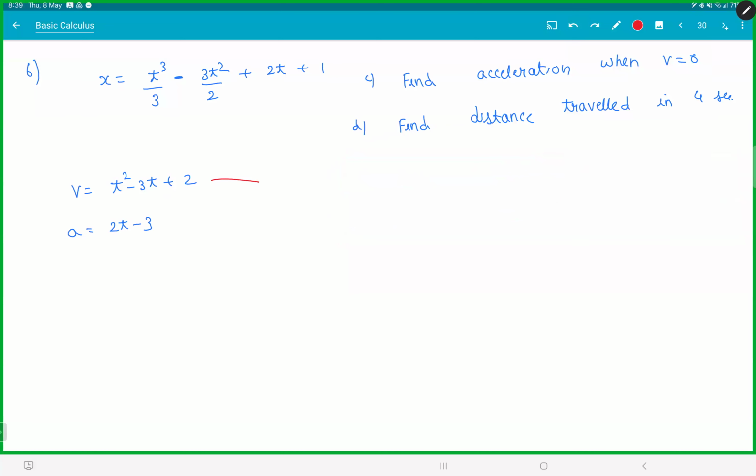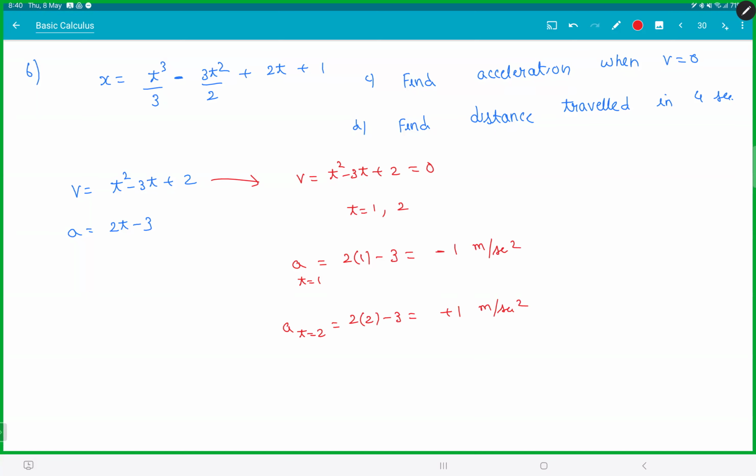So this is v. If I put v equal to 0, that is t square minus 3t plus 2 is equal to 0. It's a quadratic equation. The roots are t is equal to 1 and 2. So the velocity becomes 0 two times. So indirectly you're asking, find the acceleration when t is equal to 1, which is 2 into 1 minus 3, which is minus 1 meter per second square. And the acceleration when t is equal to 2, so 2 into 2 minus 3, which is plus 1 meter per second square.